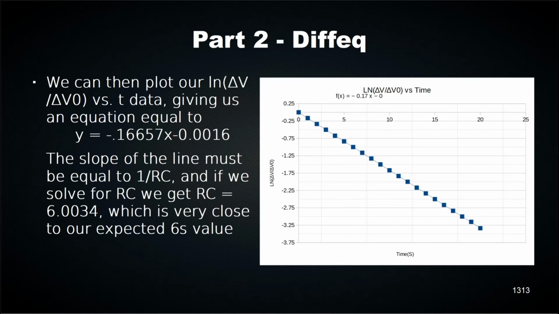We can then plot our ln(ΔV/ΔV₀) data, giving us an equation equal to y equals negative 0.16x minus 0.0016. The slope of the line must be equal to 1 over RC, and if we solve for RC, we can get RC equals 6.0034, which is very close to our expected value that we simulated in the lab.